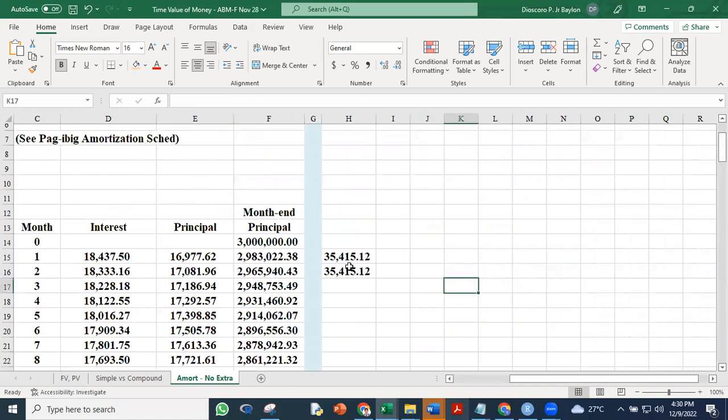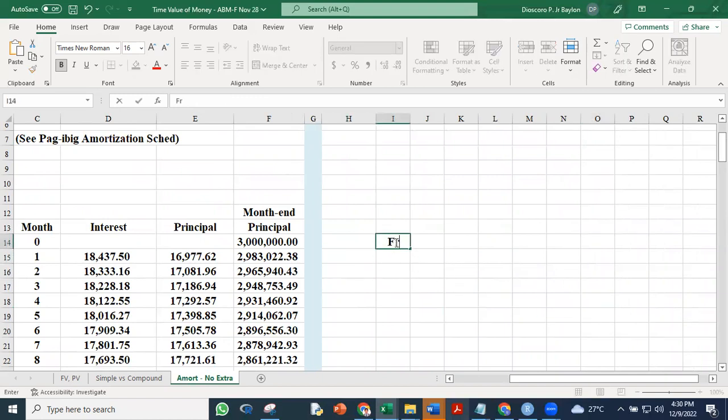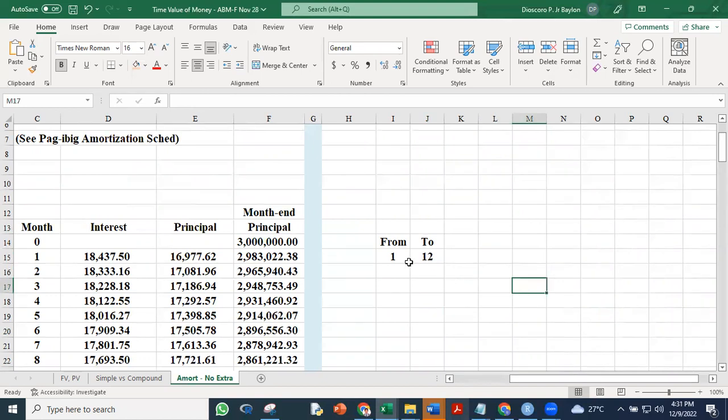Okay, we can actually compute also for how much principal was paid for each year. So for the first year, it will be from month 1 up to 12. And then we can create a series, 13 up to 24 for the second year, then 25 up to 36, etc. So we can create a series here.